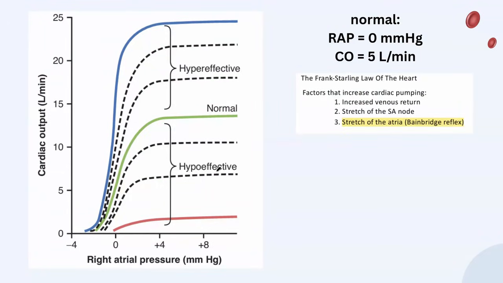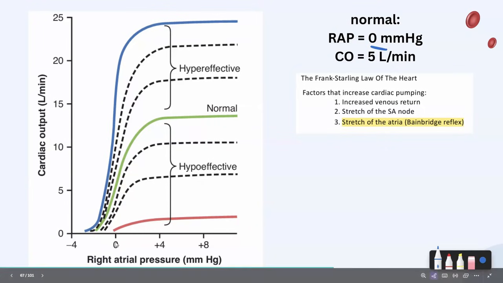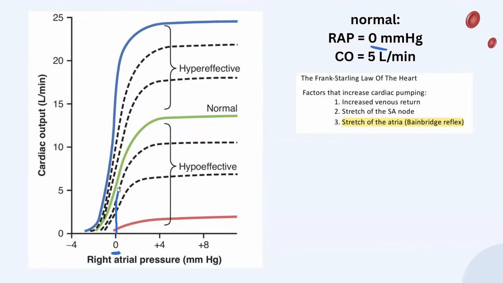Okay, forgot to address the elephant in the room. This is the cardiac output graph. Normally, the right atrial pressure is 0 and the cardiac output is 5 liters. So if you want to read this graph, let's start with the normal. Let's start with the right atrial pressure being 0. So this is 0 here. Go up to the normal green graph. Turn left. You can see here that the cardiac output is 5. That is exactly what it says here. At a right atrial pressure of 0, cardiac output is 5.